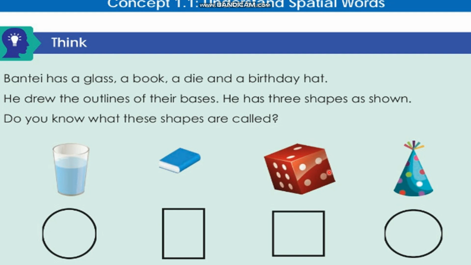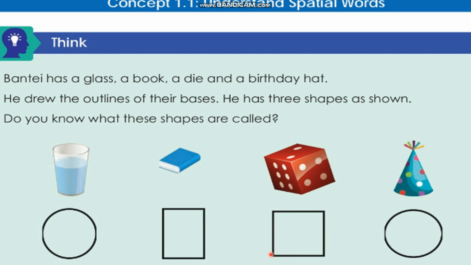It is a die, isn't it? And he put this die on a paper and he drew the outline. Do you know which shape he got? Yeah, the shape like this. Can you see which shape is this? Yes, it is a square.